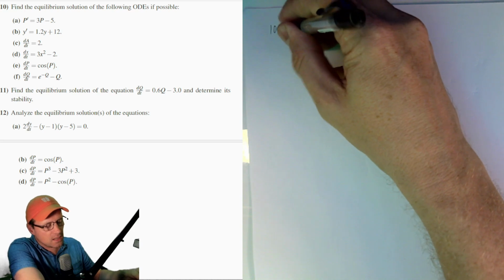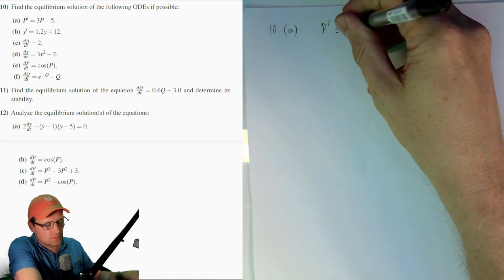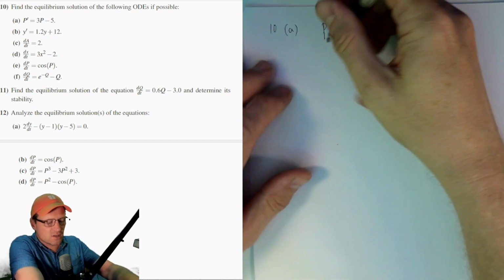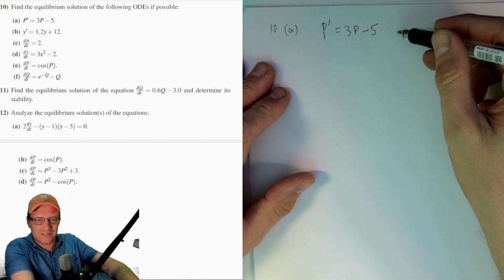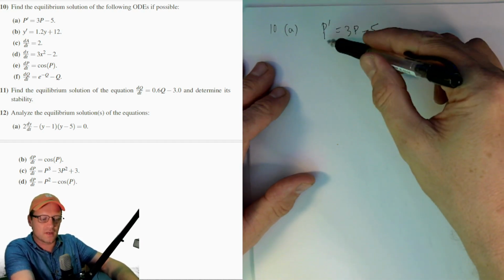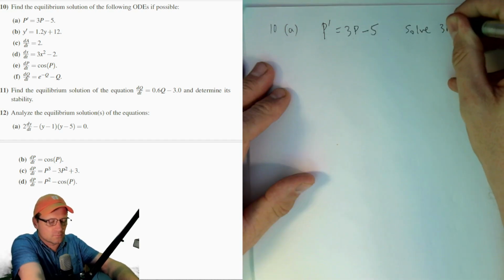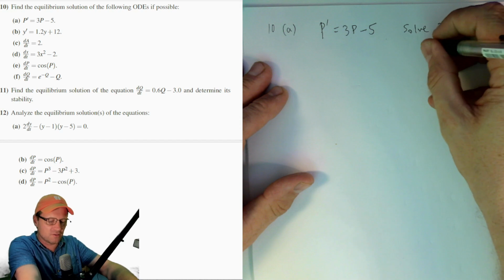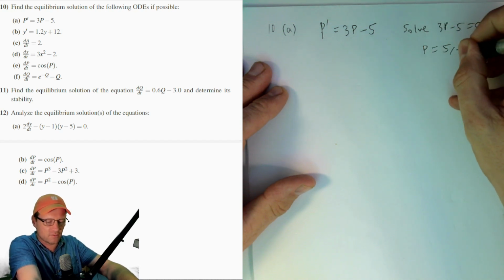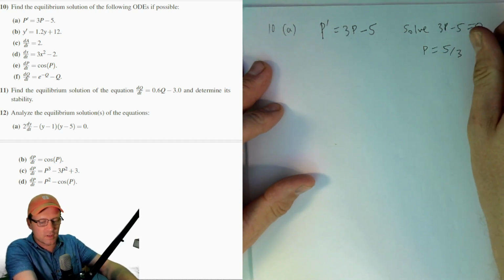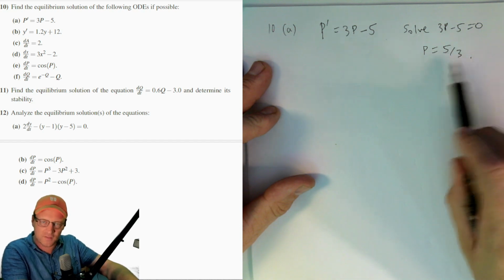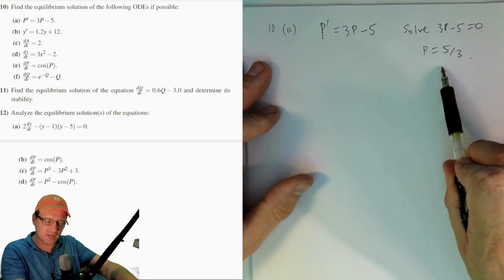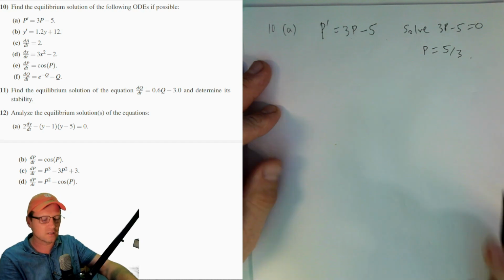So 10a, p dash equals 3p minus 5. So what we do here is we solve for this equal to 0, because if this is 0, then p dash is 0. And so solving this is easy. We take the 5 over and divide by 3. So p is equal to 5 over 3 is our equilibrium solution there. Now, it doesn't have a t in it, so it's indeed an equilibrium solution. It is a trajectory of the differential equation.